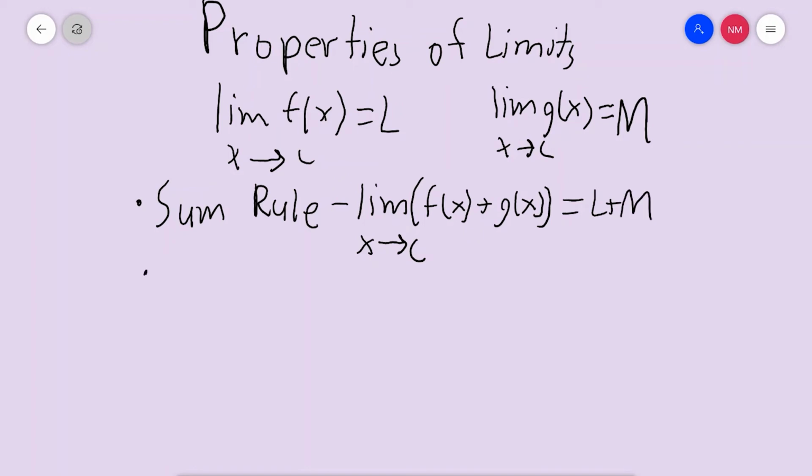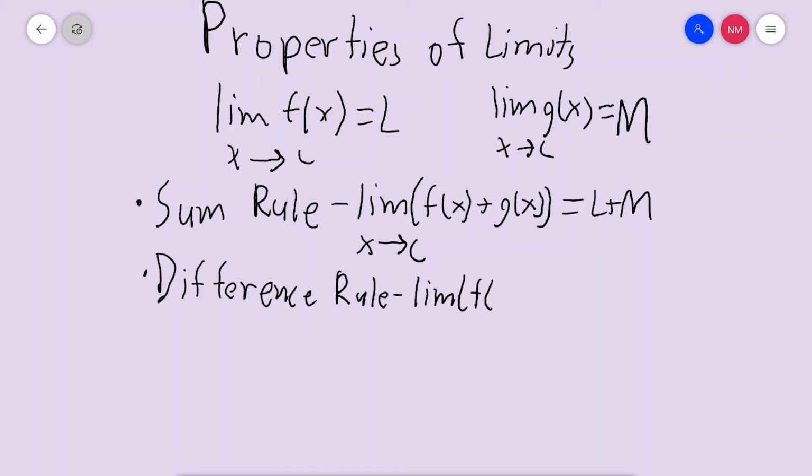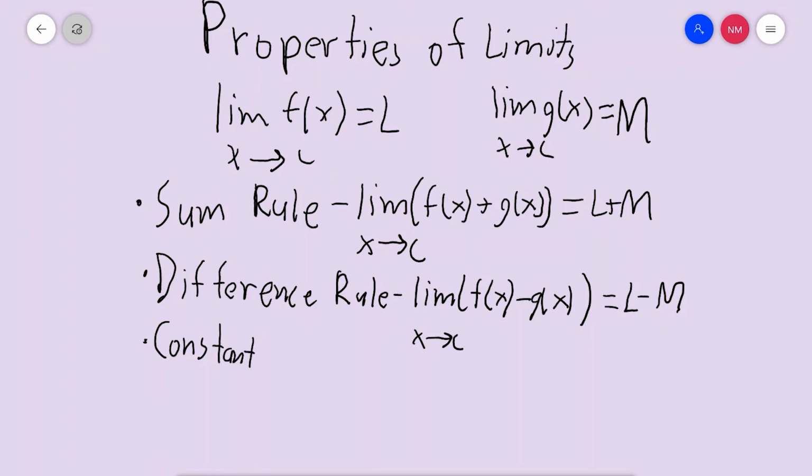And the opposite of that, we didn't discuss it today, but I'm sure you can figure it out. It's the difference rule. So that's the limit of f of x minus g of x as x approaches c. And that's L minus m, the difference of the two limits. So next is what we did at the beginning. It's the constant multiple rule.